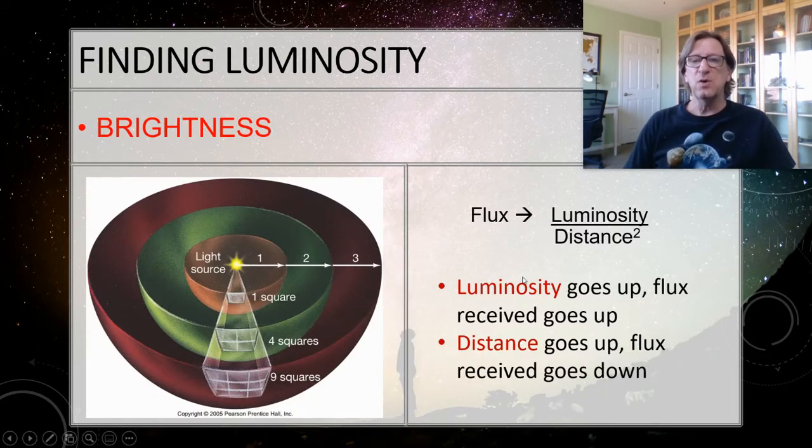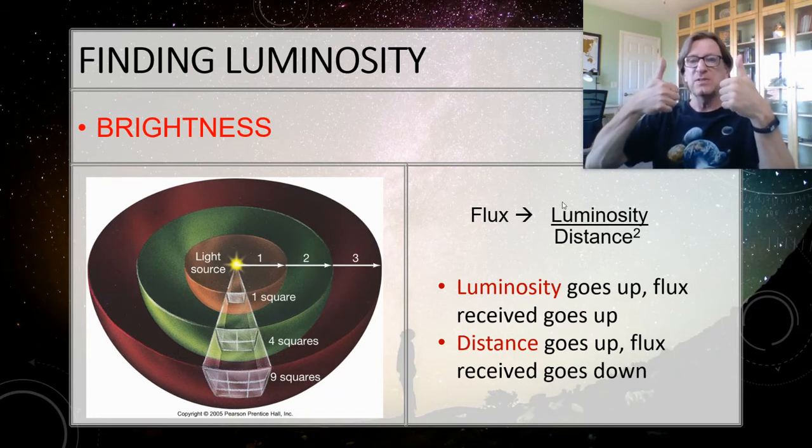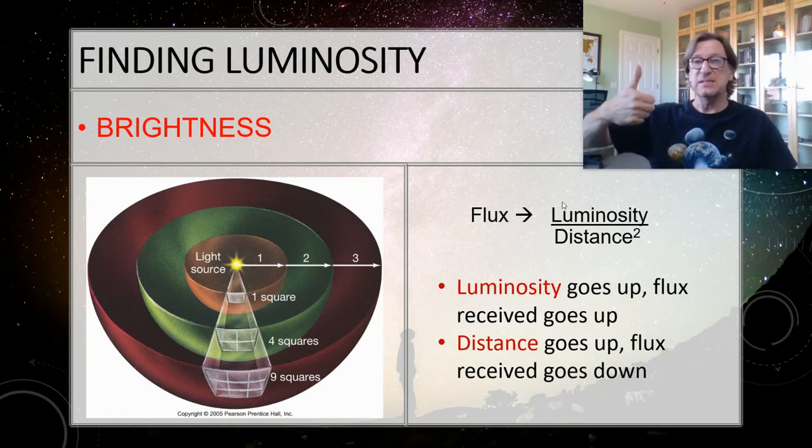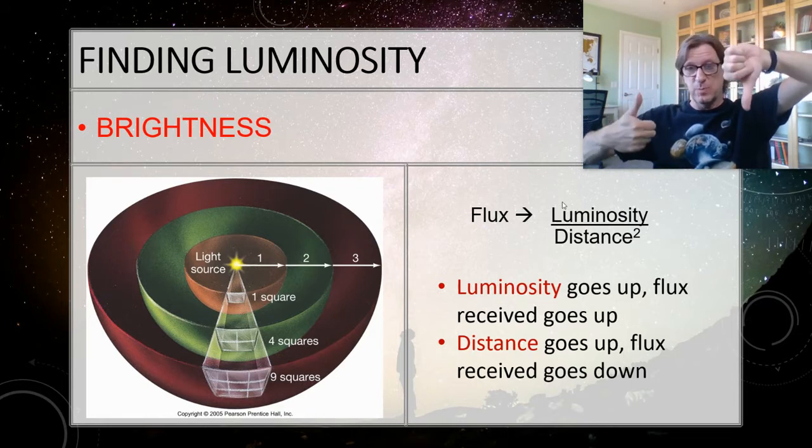All right, so notice that the amount of energy that we receive goes up as the star's brightness goes up. So if the luminosity goes up, it seems brighter from Earth. So those are directly proportional, which means that the luminosity has to be in the top part of the equation. On the other hand, as the distance increases, the flux that we get goes down. And so those must be inversely proportional. And so distance goes in the bottom.